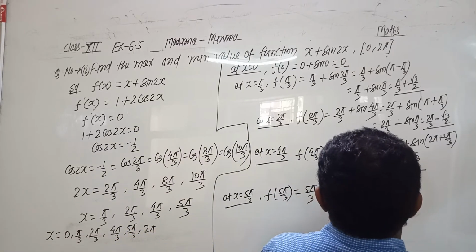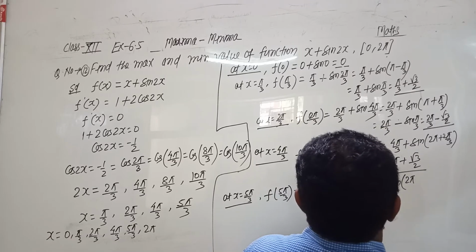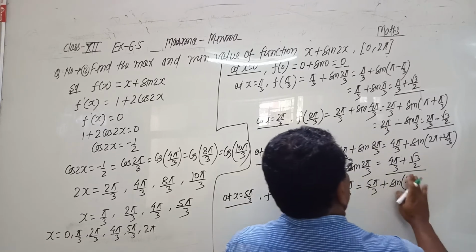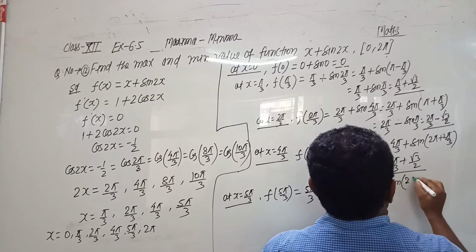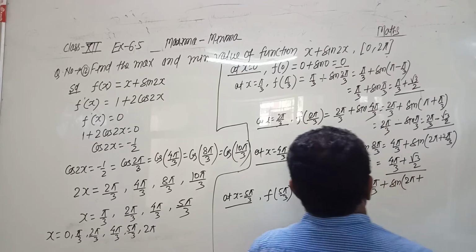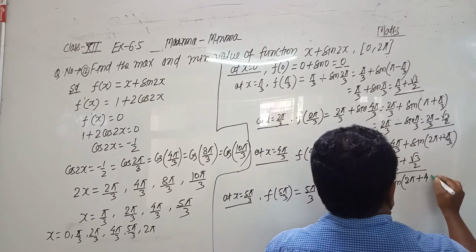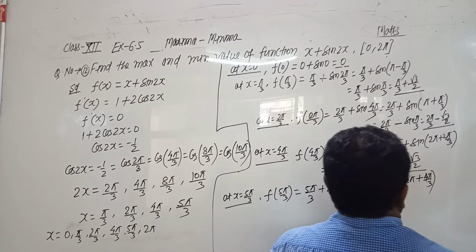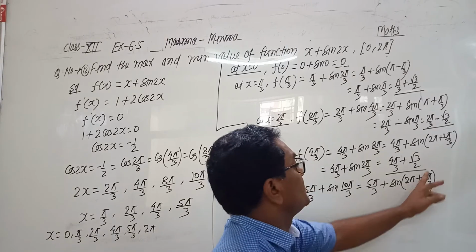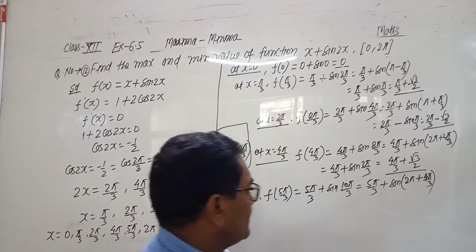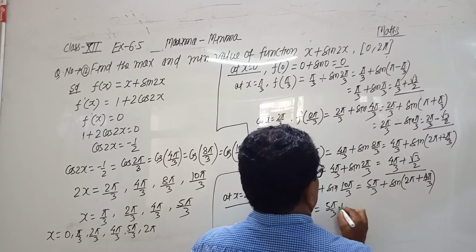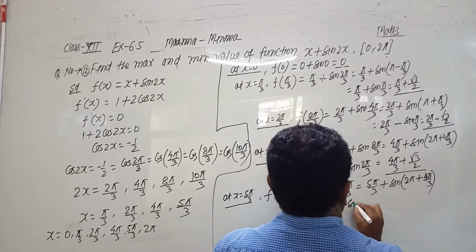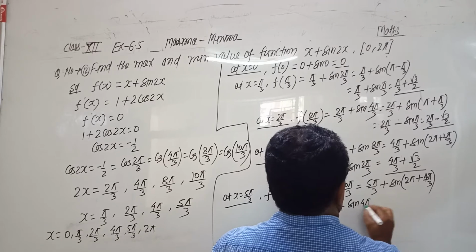Sine of 10 pi by 3 can be written as 2 pi plus 4 pi by 3. This becomes 6 pi plus 4 pi, 10 pi by 3, so we have 5 pi by 3 plus sine of 2 pi plus 4 pi by 3, which is sine 4 pi by 3.